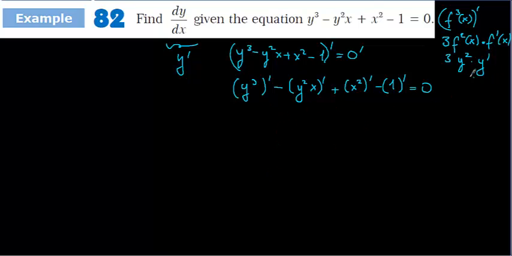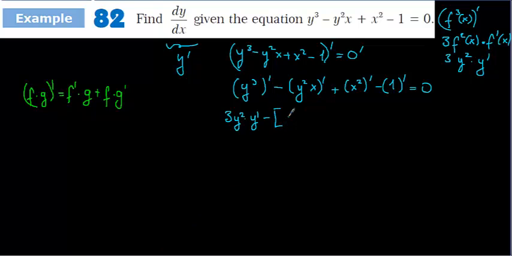And as I explained before, the derivative of y cubed is going to be equal to 3y squared times y derivative. But for the second term, this is y squared times x, and this is a multiplication's derivative. If you remember, the derivative of f times g is equal to f derivative times g plus f times g derivative.